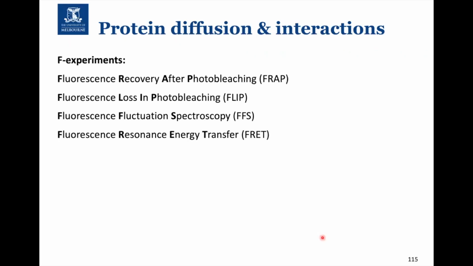Okay, so let's go through a few different approaches for looking at protein diffusion and protein interactions. These are grouped under the term the F experiments. In this lecture, we're going to cover FRAP, which is fluorescence recovery after photobleaching, FLIP, which is fluorescence loss in photobleaching, FFS, which is fluorescence fluctuation spectroscopy, and then FRET that we've already mentioned. In this case, we're calling it fluorescence resonance energy transfer.